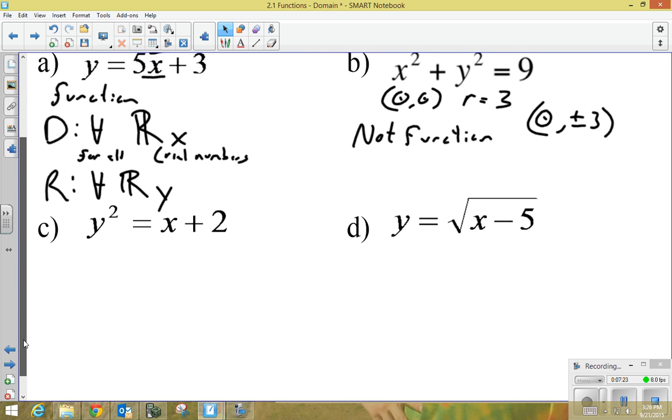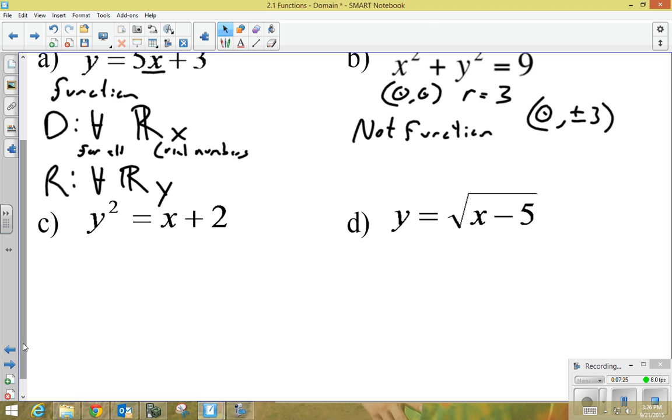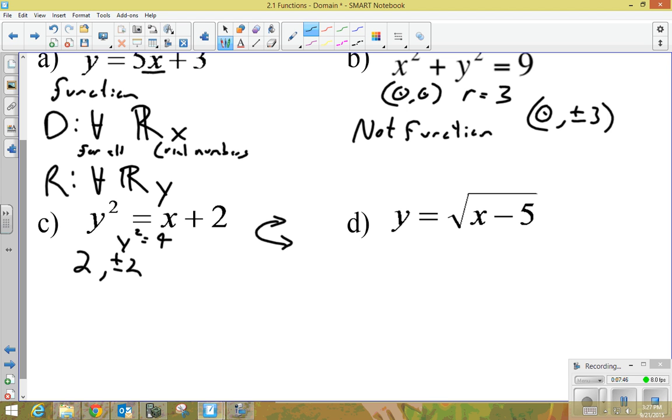So part C, y squared equals x plus 2. Well, this looks like a parabola, but because the y is squared, it's a parabola facing off in this direction. Again, if I let x be equal to 2, I'm going to have y squared is equal to 4. Well, when I square root that, I get plus or minus 2. So I can see there is not a unique value for plugging in 2. So it's not a function.